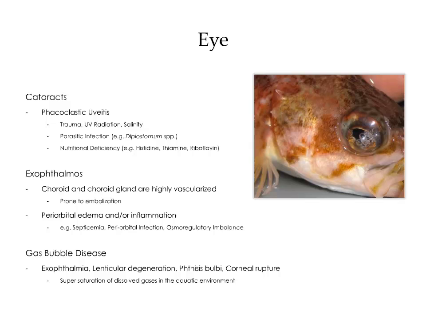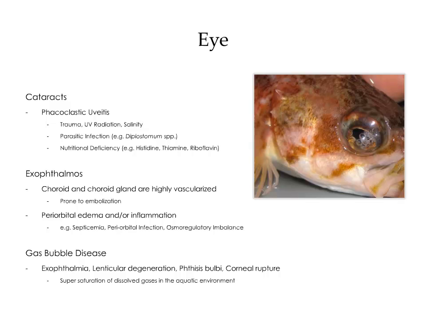Exophthalmos can result when there's increased pressure from behind the eye. The choroid and the choroid gland are highly vascularized structures at the caudal aspect of the eye. These are particularly prone to embolization. Periorbital edema and/or inflammation can result from septicemia, localized infections, and osmoregulatory disturbances. Other causes of exophthalmos include ocular neoplasms.